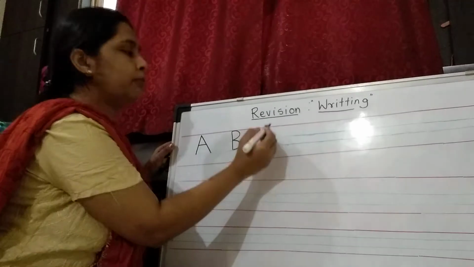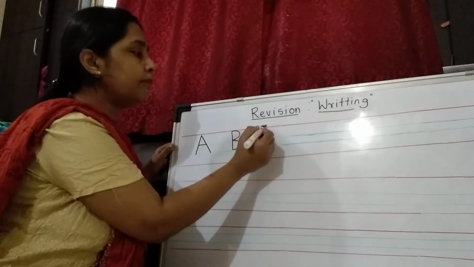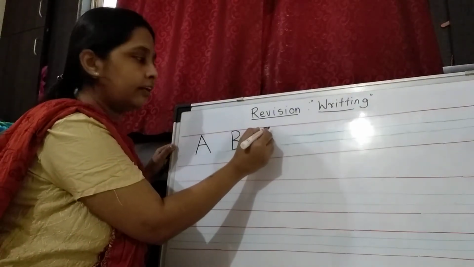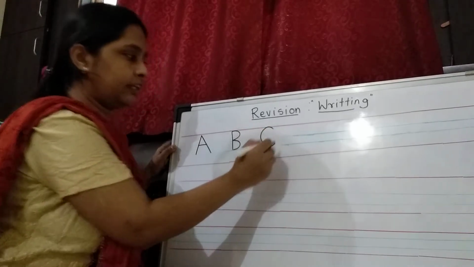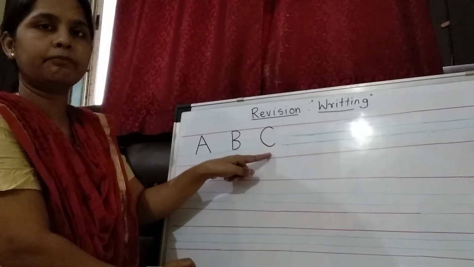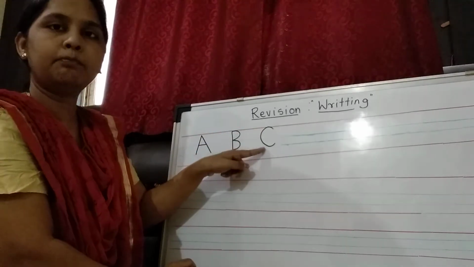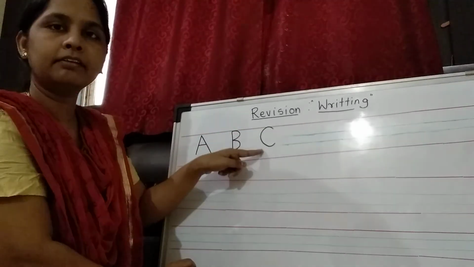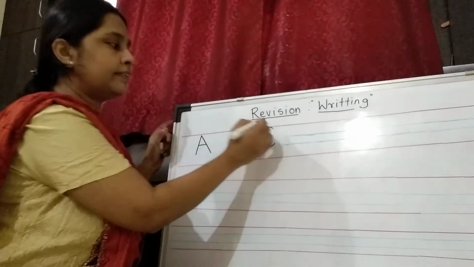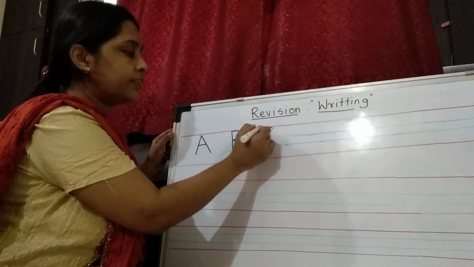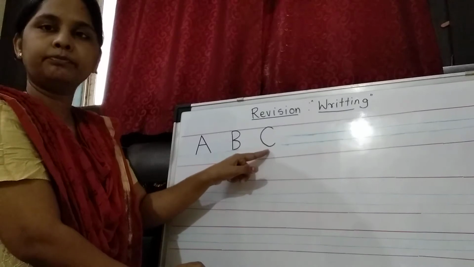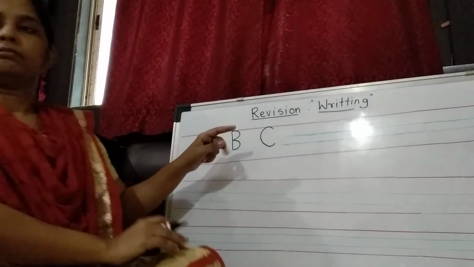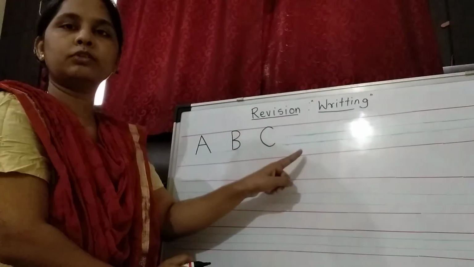Half circle, it becomes B. Okay? So now we move towards C. Keep your pencil on the red line and go inside the half circle, inside half circle up to the blue line. Keep in mind the red line and blue line. Keep your pencil on the red line. Half circle inside and make it C. Done? Done.